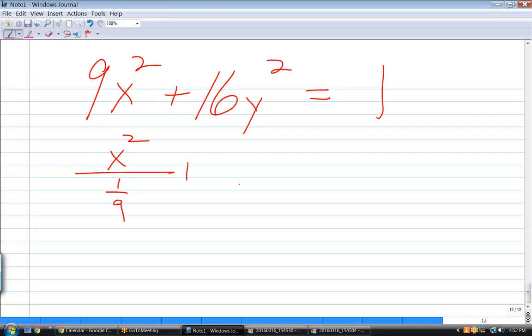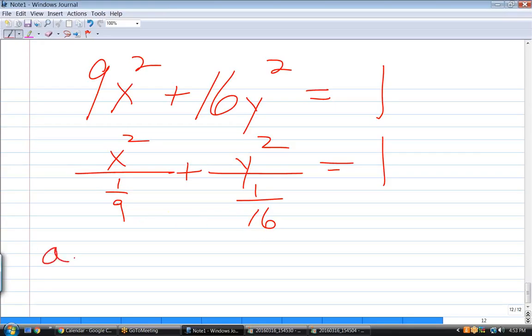All right. Do the same thing over here. You have y squared divided by 1/16. So it's an ellipse. A is always the bigger number. So actually you were wrong when you said 1/16. What is A? In an ellipse, A is always bigger than B. So you just have to find out which denominator is bigger, and that's A.